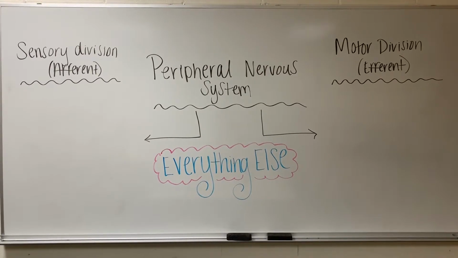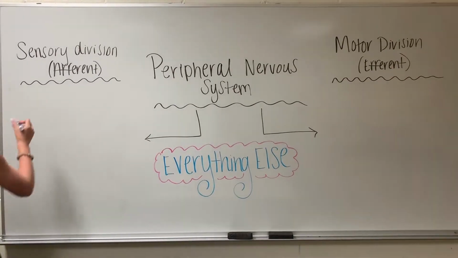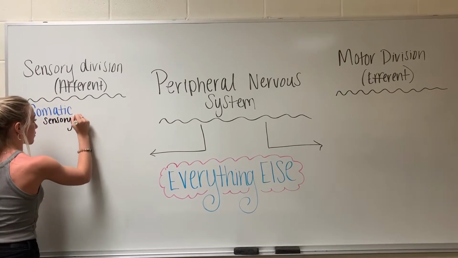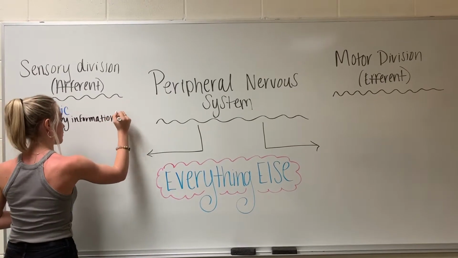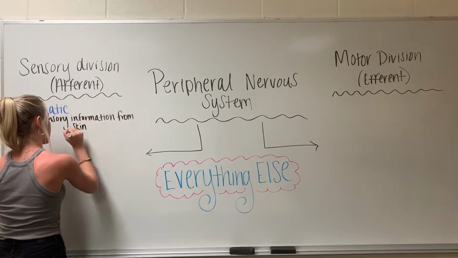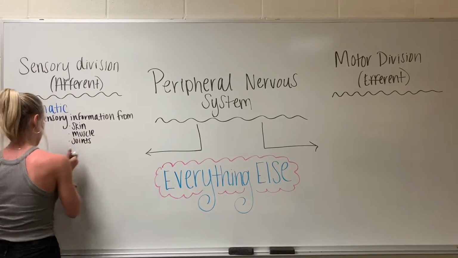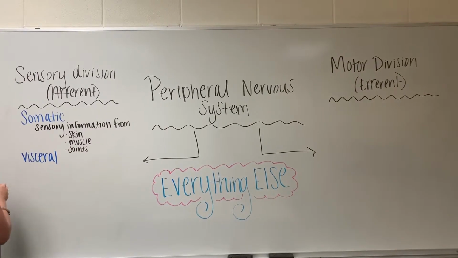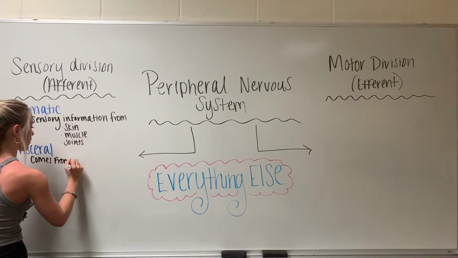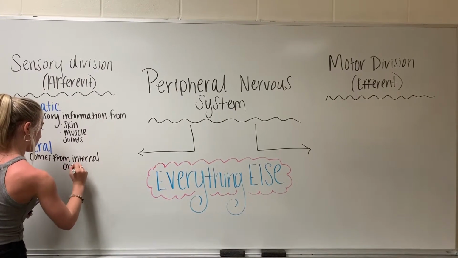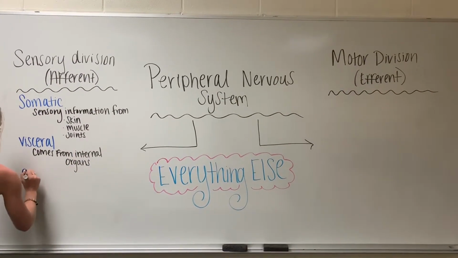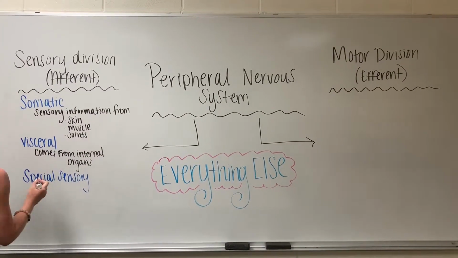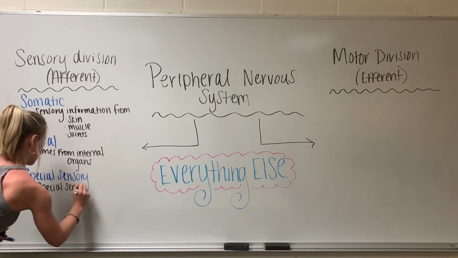Now onto the peripheral nervous system. The peripheral nervous system is pretty much everything else. This system is divided into sensory division and motor division. In sensory division, we have afferent information coming in. Let's start with the somatic afferents. This is where we have sensory information coming in from the skin, muscles, and joints. Moving on to visceral afferents, this is where we have sensory information coming in from our internal organs. Lastly, we have special sensory afferents. This is where we receive sensory information from our senses, including our eyes, ears, nose, and mouth.